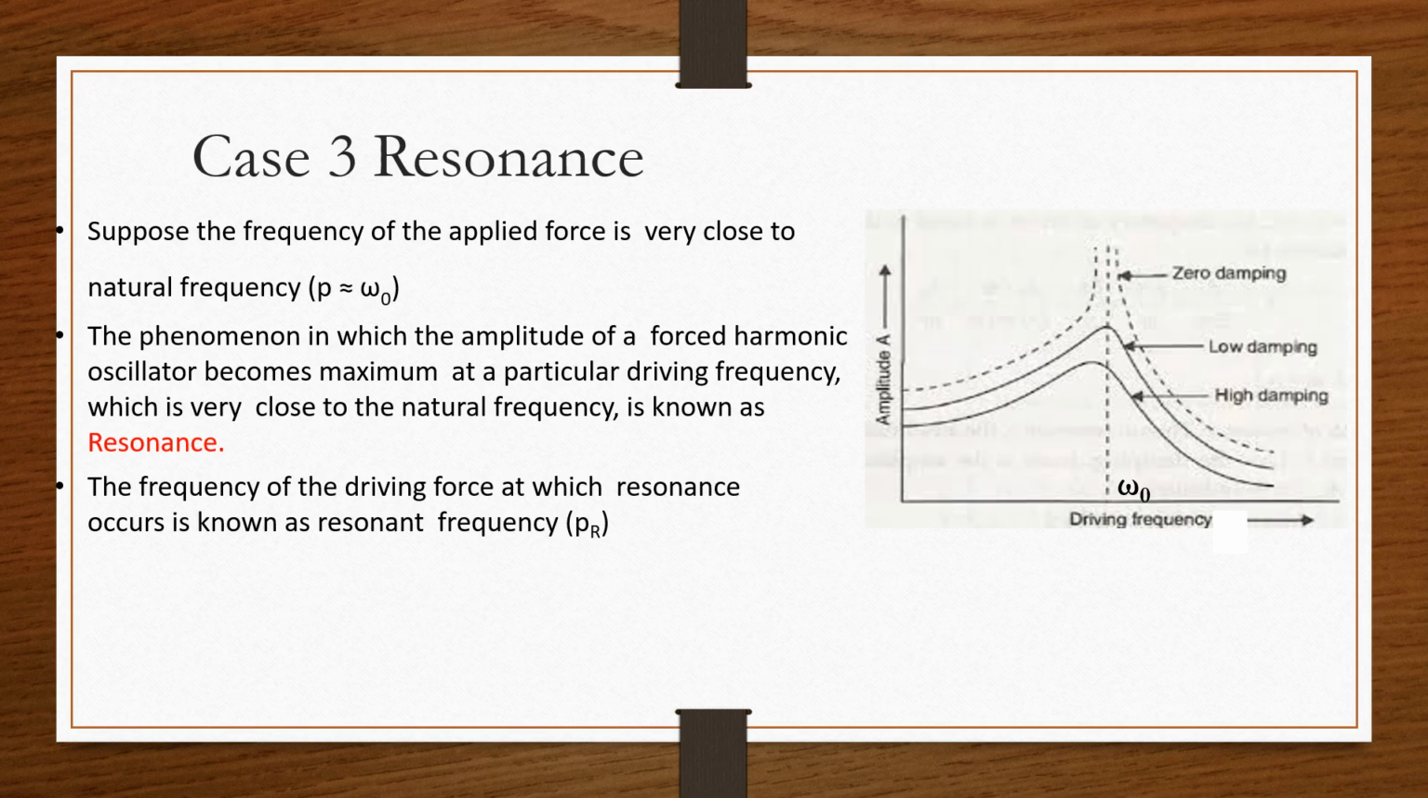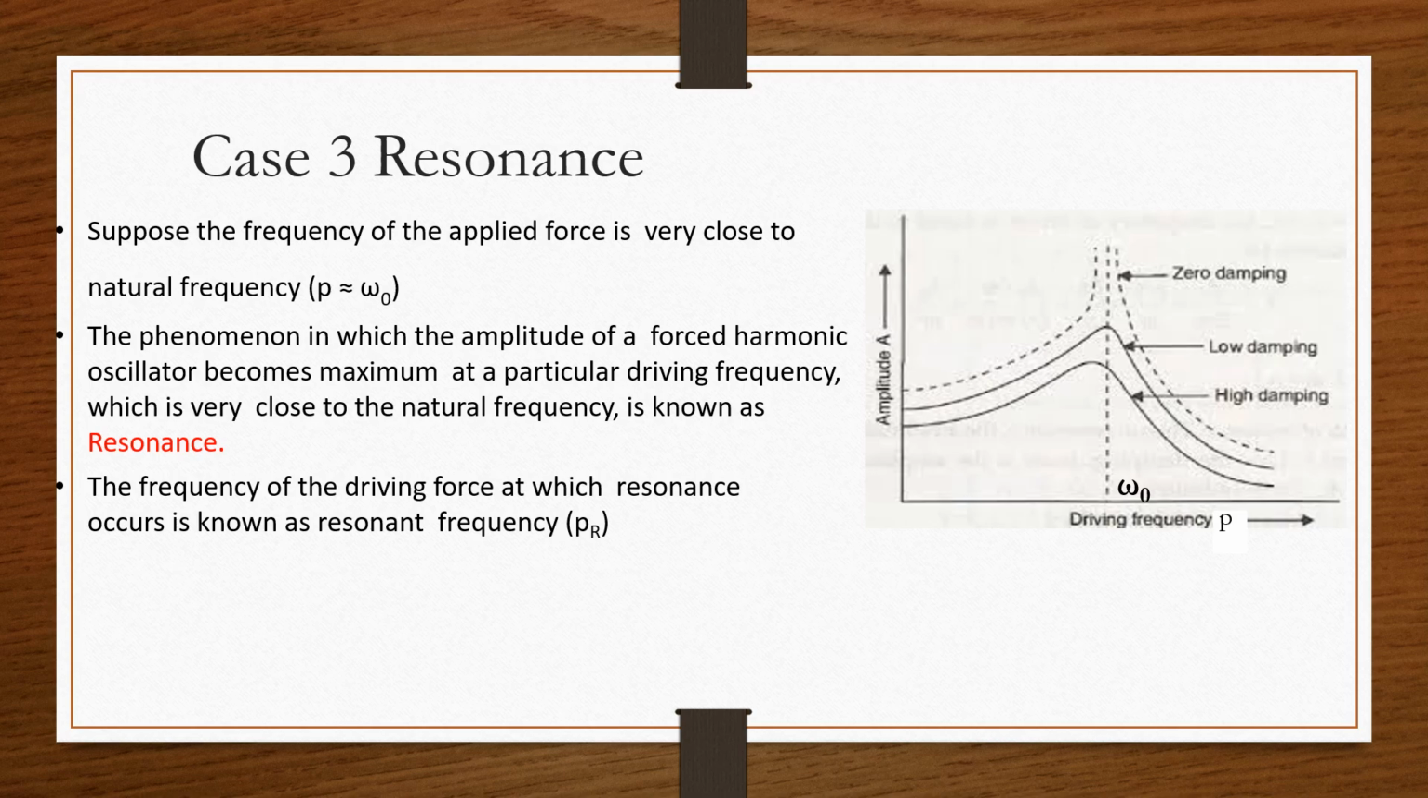So what is resonance? Resonance is the phenomenon in which the amplitude of a forced harmonic oscillator becomes maximum at a particular driving frequency which is very close to the natural frequency. The frequency of the driving force at which the resonance occurs is known as the resonance frequency, represented by p_R. So when the driving frequency p comes to a value very close to omega 0, the oscillator starts to vibrate with maximum amplitude, and this phenomenon is called resonance.